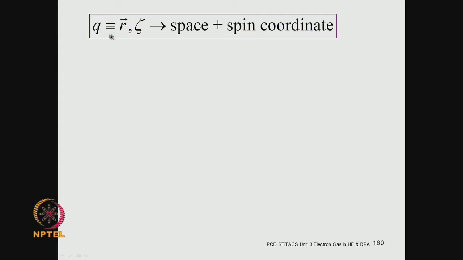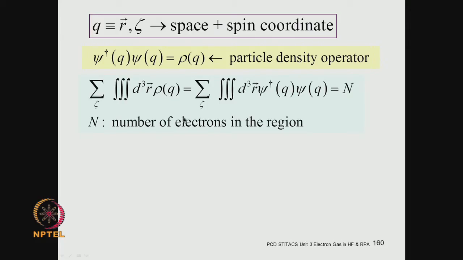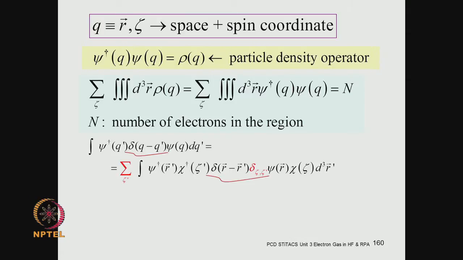So, our notation is well understood that the label Q is a set of 4 coordinates, 3 space coordinates and 1 spin coordinate. Okay? This is the same notation that we used in the Hartree-Fock theory also. Then you have got the particle density operator, which is psi dagger Q psi Q, right? And when you integrate this particle density operator, you will get the total number of electrons, but you must integrate over all the space coordinates and also sum over all the spin labels, because now we have chosen to indicate that explicitly, and you can easily see that these expressions and this notation is appropriate, because if you now insert a delta function and carry out this integration.